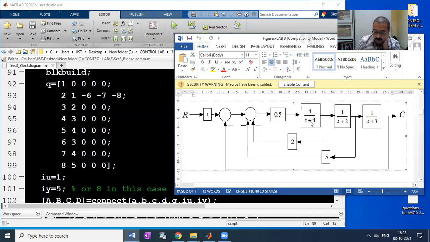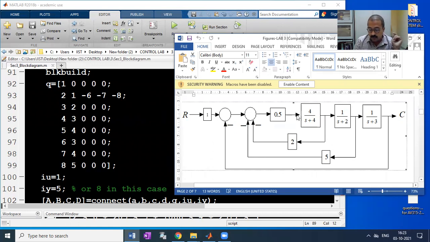Then block number 3, where are the inputs coming from? From block number 2. So I can write 2, 0, 0, because there are no other internal connections. The input to block number 3 is coming totally from block number 2. So 3, 2, 0, 0.